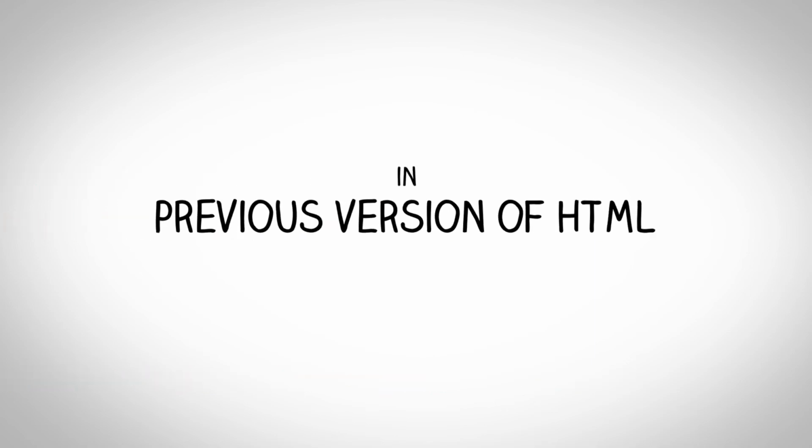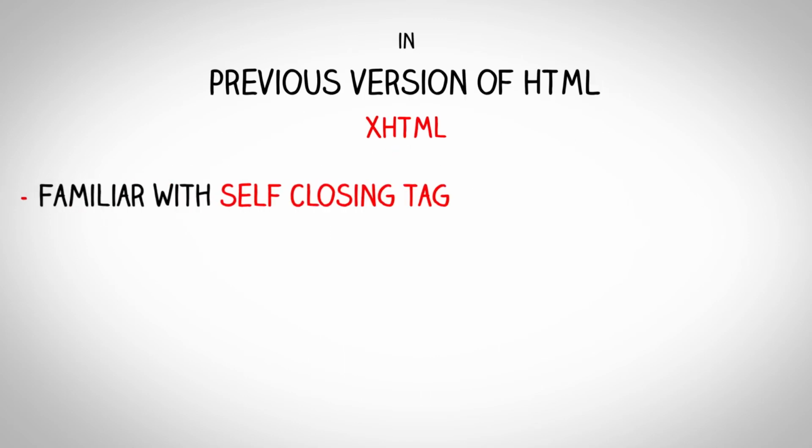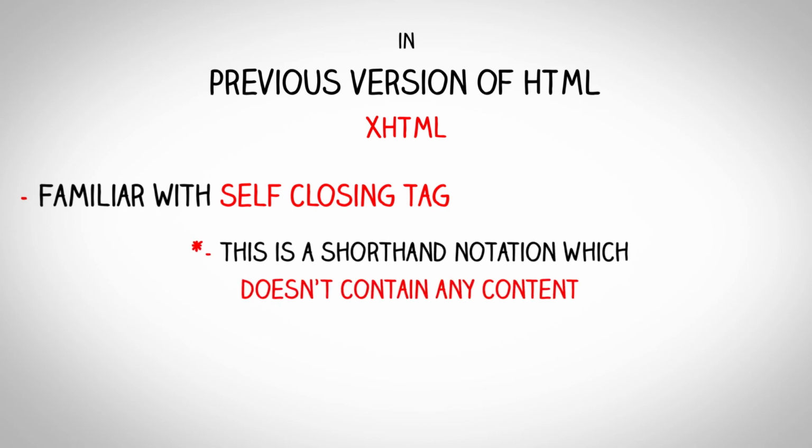Now, if you have dealt with previous versions of HTML, especially XHTML, you might be familiar with the idea of a self-closing tag. A self-closing tag is basically an XML type of shorthand notation for a tag that happens not to contain any content. For example, if we wanted to have a placeholder in our HTML document for some other content that we'll dynamically insert at some later point, that would be one example of when we need an HTML tag that has no content to begin with.